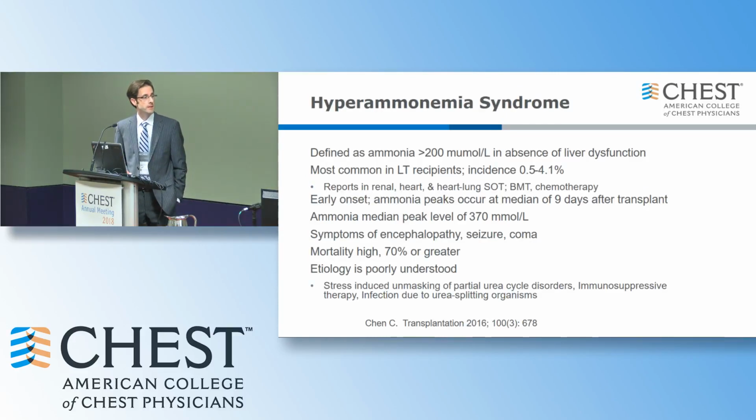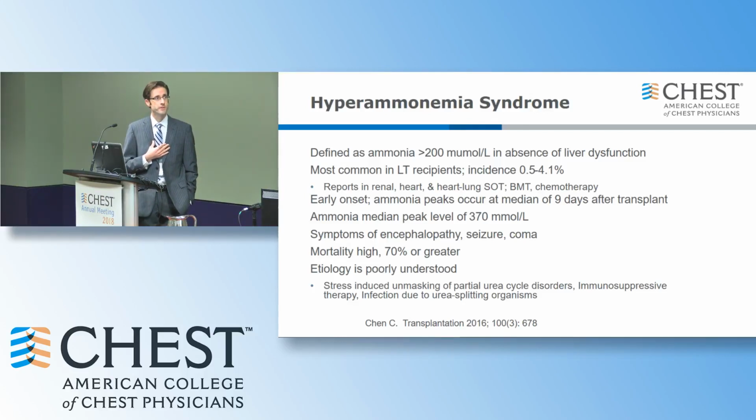And so hyperammonemia is defined as ammonia over 200 in the absence of significant liver dysfunction. It's most common in lung transplant recipients with an incidence of up to 4%, but it's importantly reported in really all other types of solid organ transplant recipients, renal, heart and lung, as well as bone marrow transplant patients and patients just receiving chemotherapy. So you need to keep this in mind. Onset is typically early. In the postoperative period, usually by day 9 or 10, ammonia levels are rising, and the median peak level is reported in this case series of 370. Symptoms are invariably encephalopathy, with or without seizure and coma. Mortality is very high at 70% or greater.